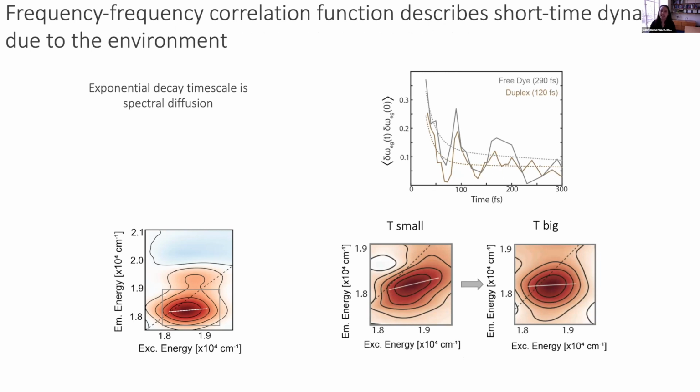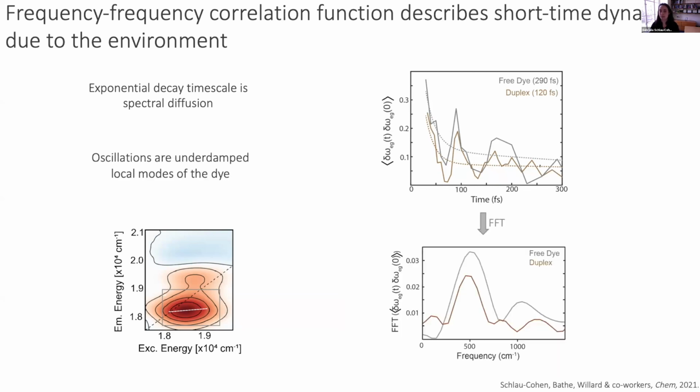And we can analyze this frequency-frequency correlation function and pull out two things. We pull out the exponential decay timescale, the overall timescale of spectral diffusion, and we see that becomes faster within the DNA. And we also see oscillations within this, which we can Fourier transform. We see a peak at around 450 wave numbers. So that tells us about a 450 wave number oscillation within the dye that is an underdamped mode coupled to our local transition.